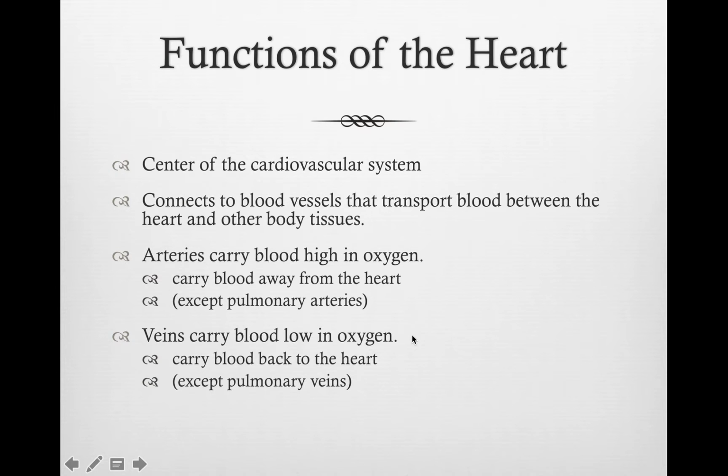Veins, in turn, have the same kind of caveat. Veins almost always carry blood that is low in oxygen. And the exception to this rule is the pulmonary veins. These carry blood from the lungs to the heart that is newly reoxygenated, and so it is oxygen rich. Now, while veins almost always carry blood low in oxygen, they always carry blood back to the heart. So a vein is defined as a vessel that carries blood back to the heart.